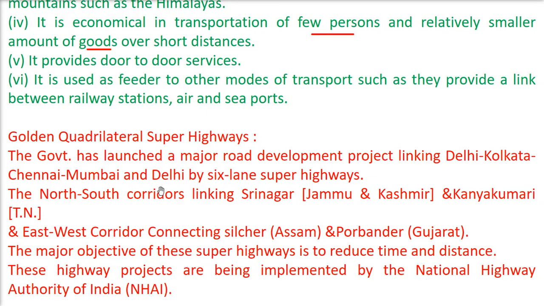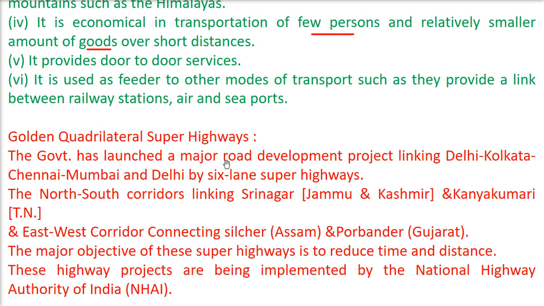Then we have 2 corridors, 2 big roads. The north-south corridor is from Srinagar, the top city of India, on the north side in Jammu and Kashmir, down to the lowest southern part where we have Kanyakumari. And then we have the east-west corridor, along the latitude from Silchar, which is in Assam, to Porbandar, which is in Gujarat.